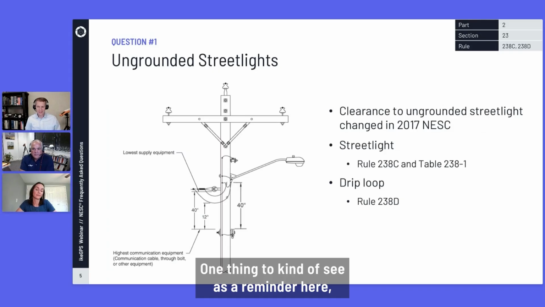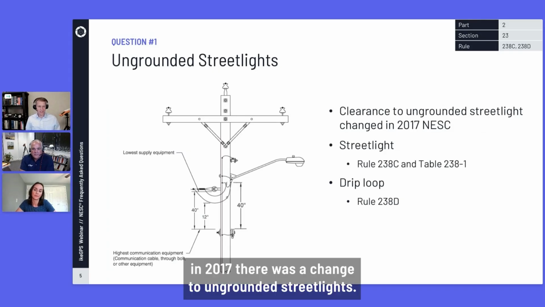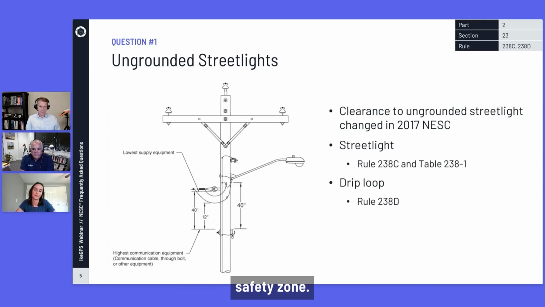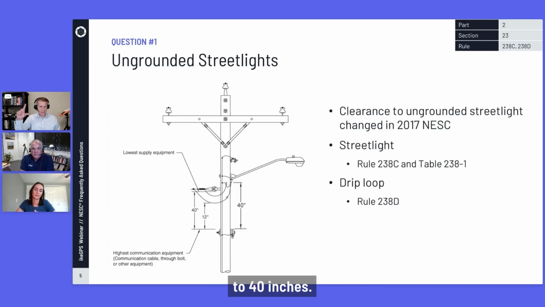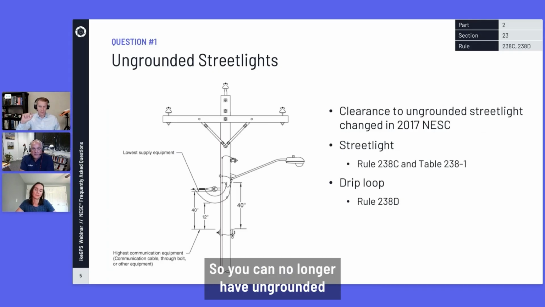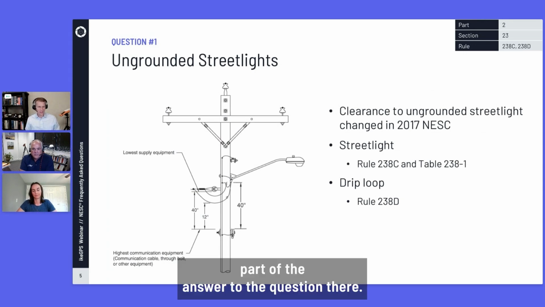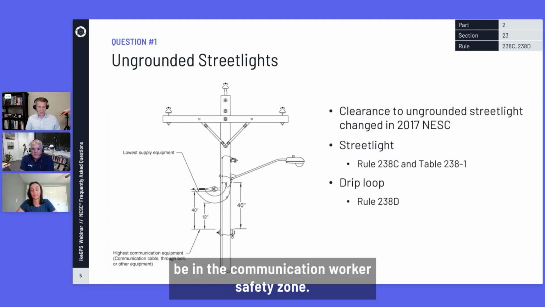One thing to remember here: in 2017, there was a change to ungrounded streetlights. Prior to 2017, they could be in the communication worker safety zone. In 2017, they changed the value in that table from 20 inches to 40 inches. So you can no longer have ungrounded streetlights in the communication worker safety zone. That's the first part of the answer to the question: ungrounded lights can't be in the communication worker safety zone.